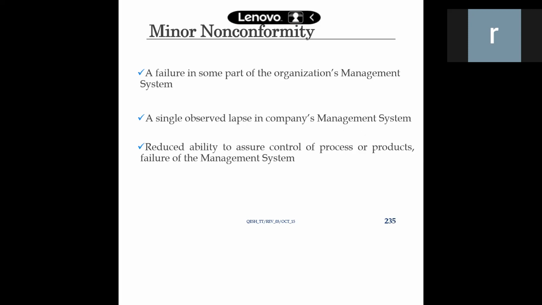Okay, minor. There's a failure in some part of the organization's management system. A single observed lapse in the company management system, a reduced ability to assure control of the process or products, or a failure in the management system. Right? Let's say they have procedures, maybe a checklist, but maybe the outdated version. So this is also one of the minor non-conformities.